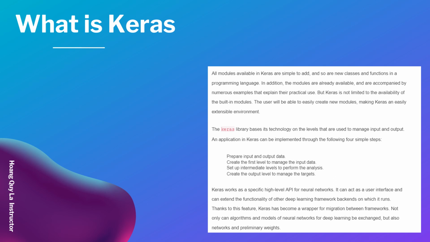So an application in Keras can be implemented through the following four simple steps. The first one is we need to prepare input and output data. The second one is we need to create the first layer to manage the input data. The third one is we need to set up intermediate layers to perform the analysis. And the final one is we need to create the output layer to manage the target.